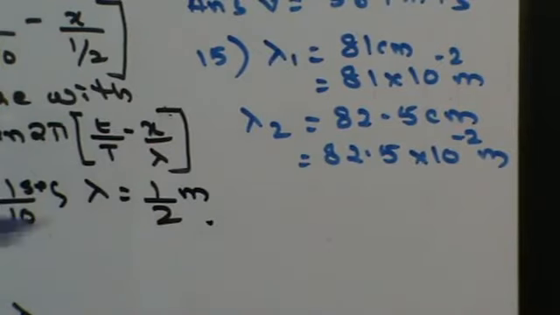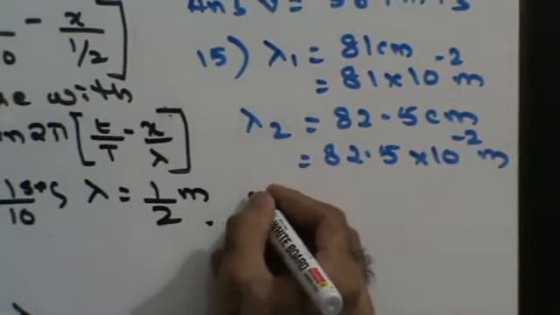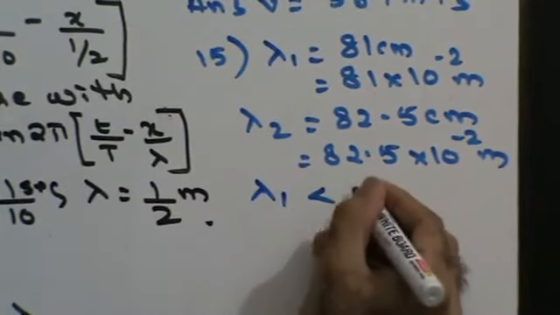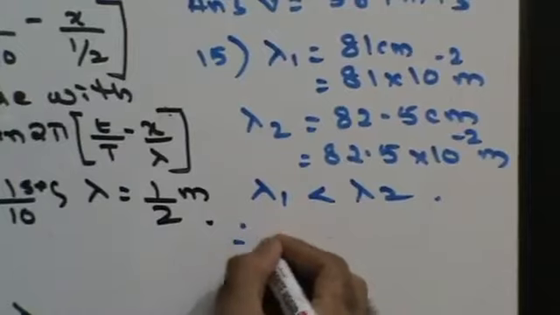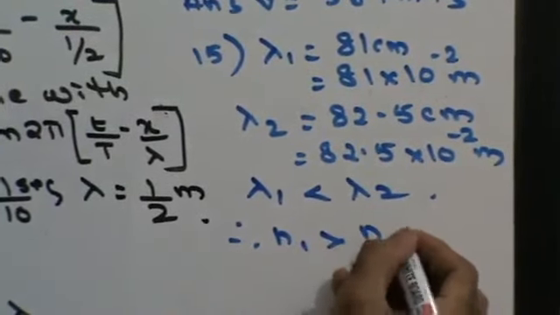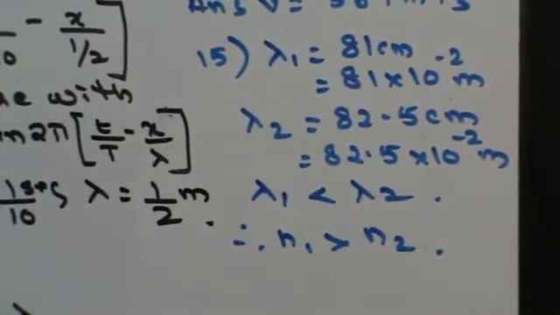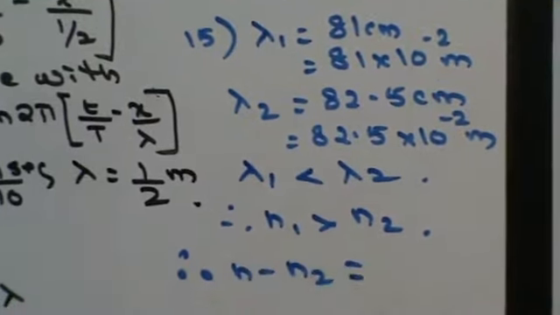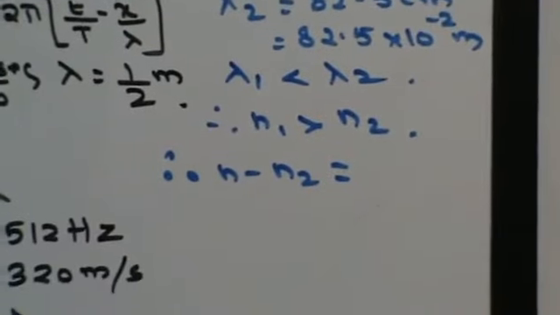Let's see this. Now, I can say that from the figures it's very clear that lambda 1 is less than lambda 2. Therefore, n1 will be greater than n2. There is no third frequency. That means beats are larger frequency minus smaller frequency. That means N1 minus N2 will give you the beat. How many beats are produced? 8 beats are produced.